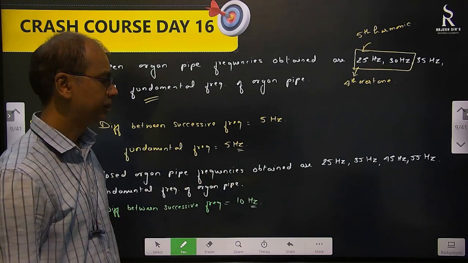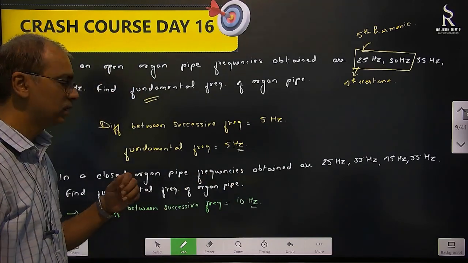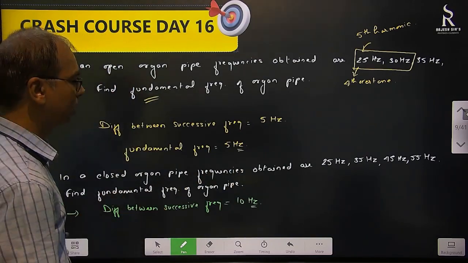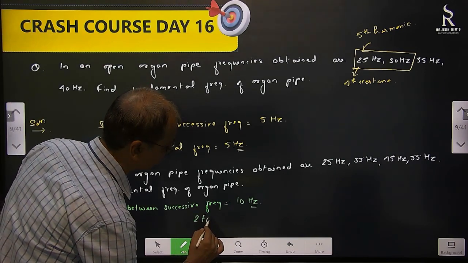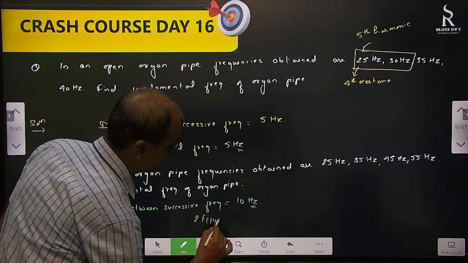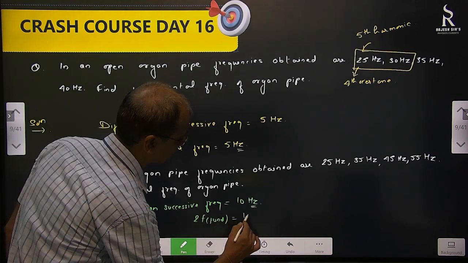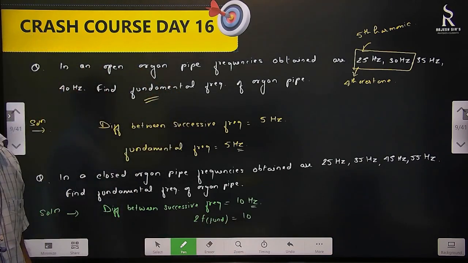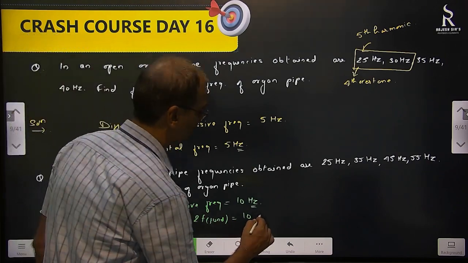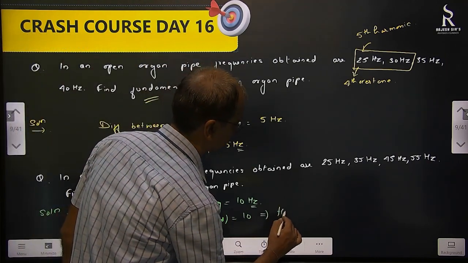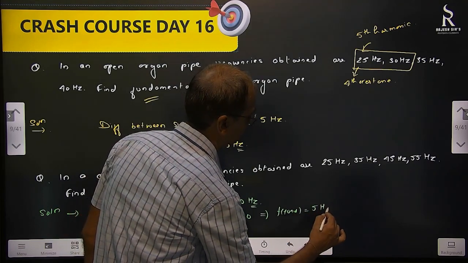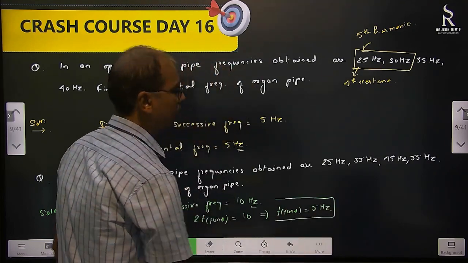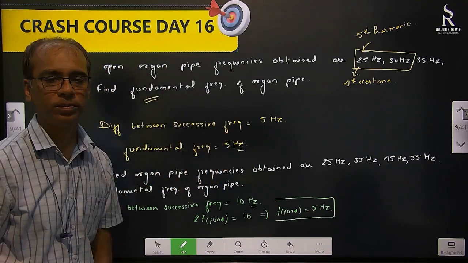Then what is it? The difference between successive frequencies is actually 2 times the fundamental frequency. So what is the fundamental frequency then? 5 Hz. Remember that. The fundamental frequency is 5 Hz in this also and in this also.